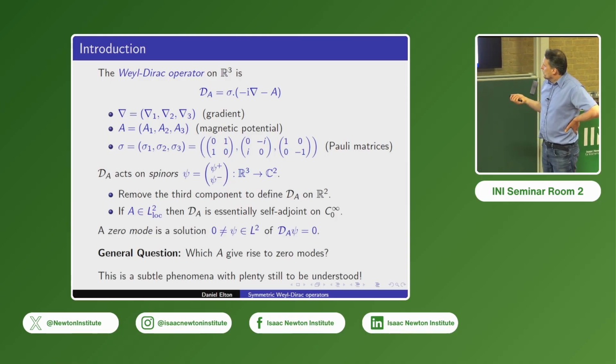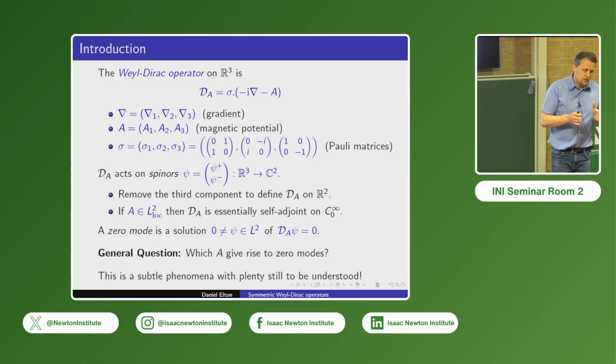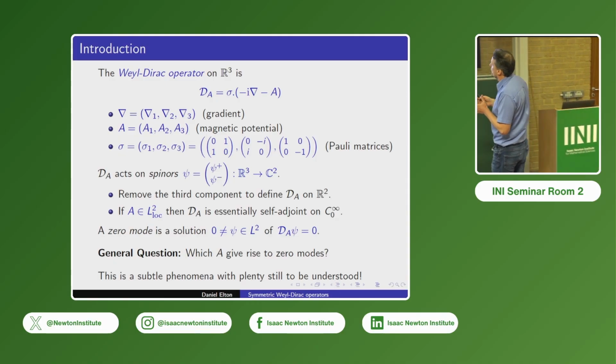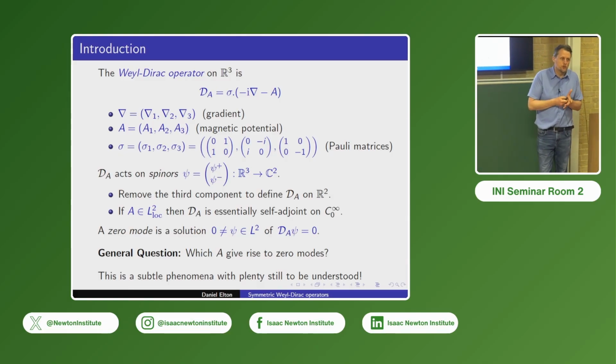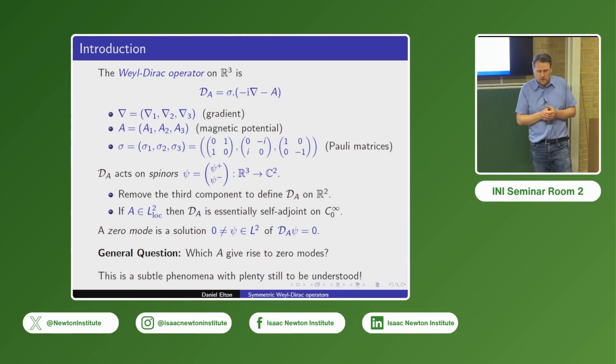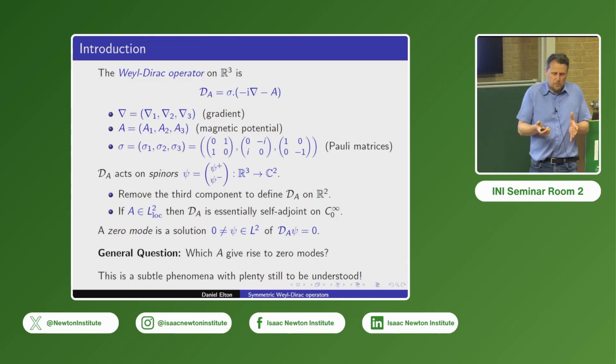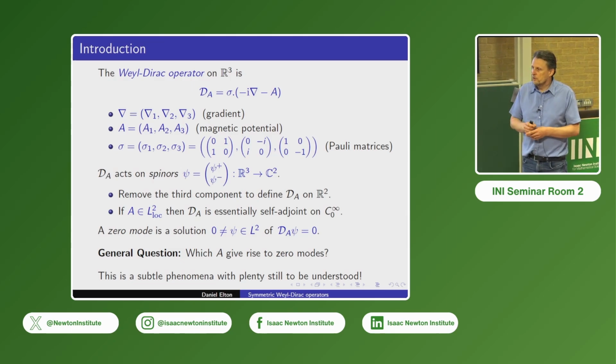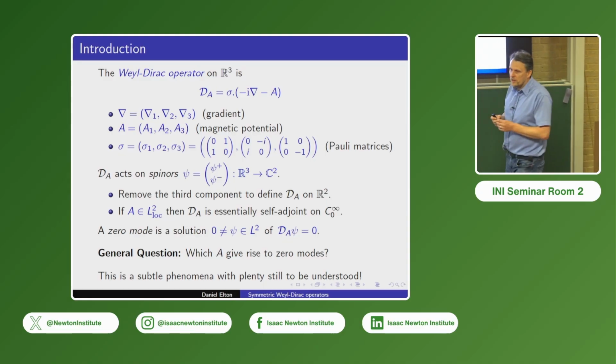Okay, so the central question that I'm interested in is whether 0 is actually in the spectrum of this self-adjoint operator, or in other words, can you find an L2 spinor, an L2 C2 valued function on R3, that's in the kernel of this Dirac operator? More generally, it's a problem about the potential as a parameter: which potentials give rise to 0 modes. It's certainly not fully answered. It's quite a subtle phenomenon.